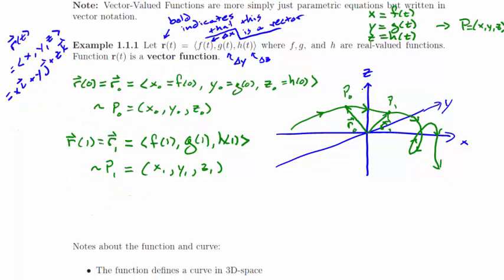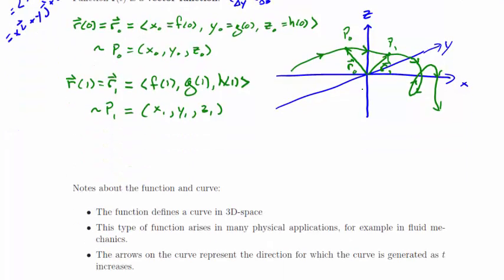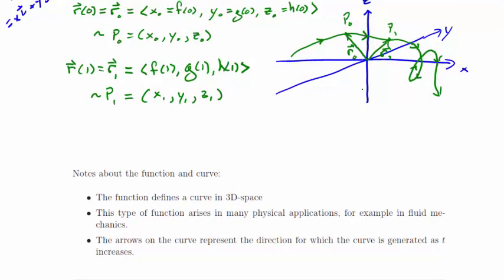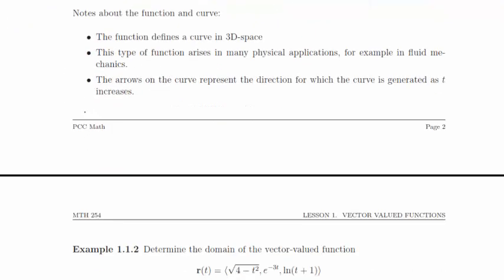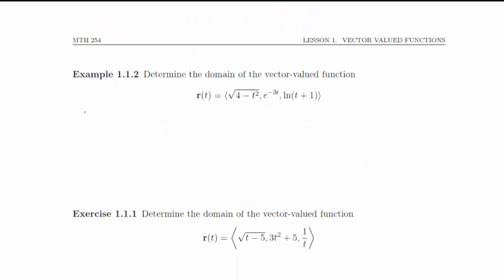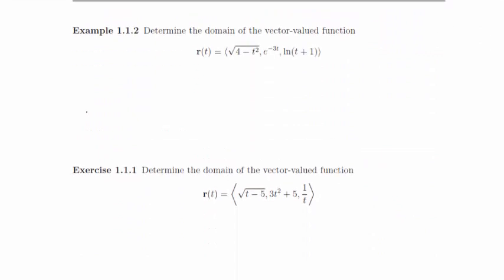So a couple of quick notes here. The function defines a curve in 3D space. This type of function arises in many physical applications, for example in fluid mechanics. The arrow on the curve represents the direction for which the curve is generated as t increases. So let's get into doing some examples and talking about what some of these look like.